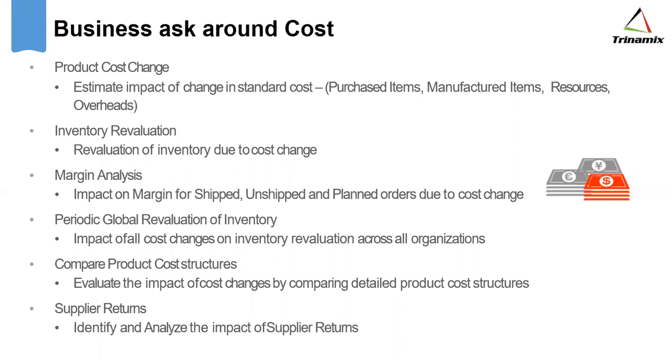So if there are changes in cost, cost element and cost type, which drive the product cost, can we compare those cost structures that drive the product side by side and see, if some elements change, what's the impact on the overall product cost structure. Suppliers, there are returns happening from the customer to you, and then sometimes you are returning to your suppliers. So what's the impact of those returns on the overall product cost?